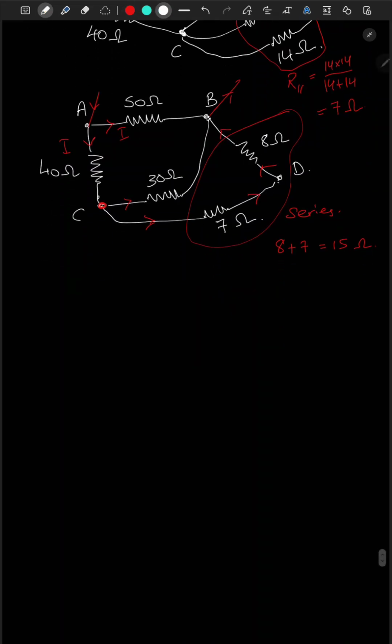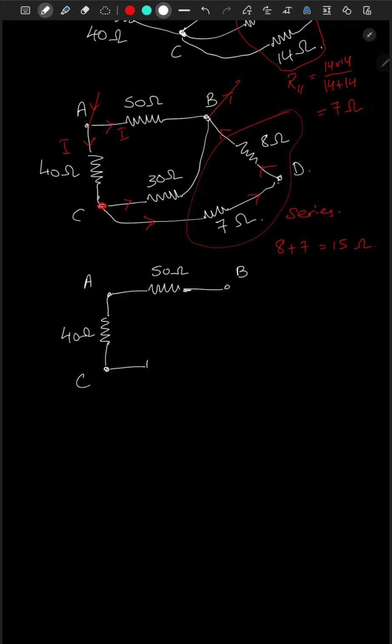Let's redraw it again. So this is A, and here's a 50 ohm, and here's B. We have a 40 ohm resistor to C, and we have 30 ohm, and this is connected to B, and this now has been reduced to 15 ohm.